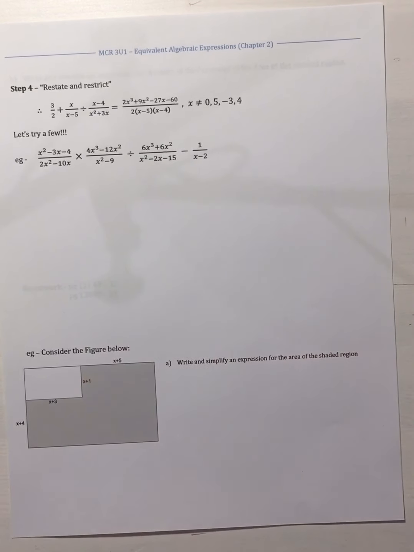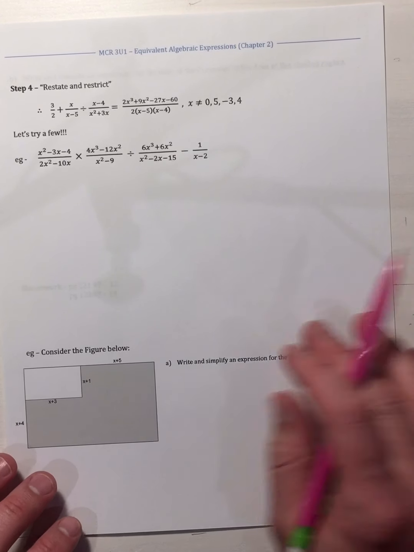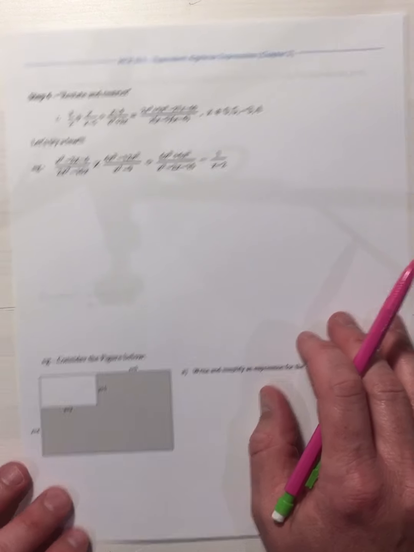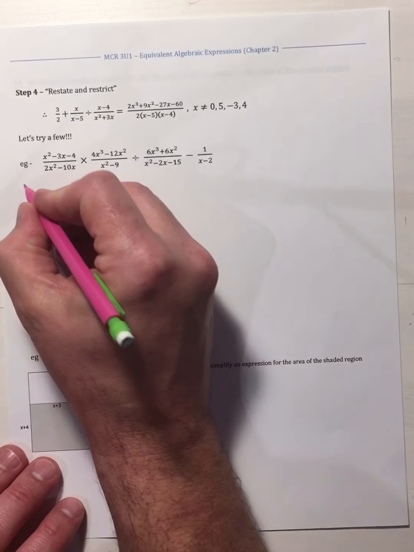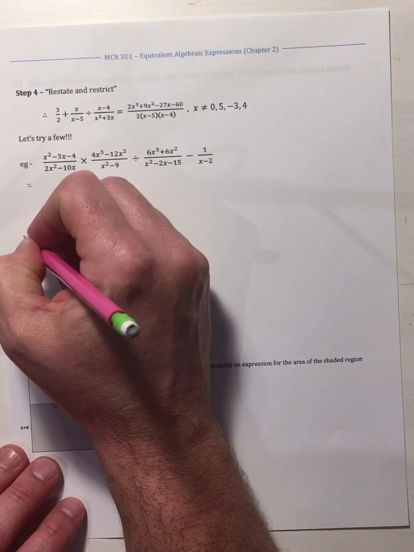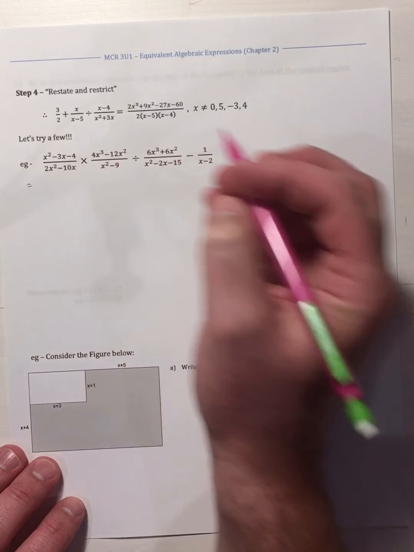Here we've got a little bit more. This one's a little bit tougher to do because we've got 3 operations to do in here, but we're going to give it a go and see what we can manage. Okay, so first step, as always, is to factor.